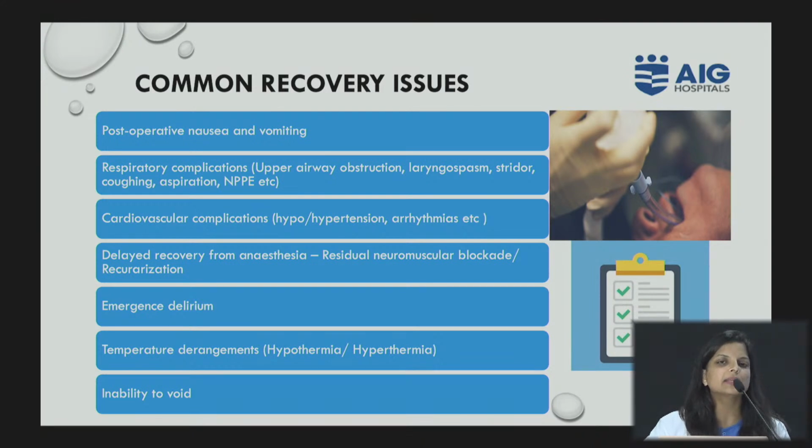Delayed recovery from anesthesia is usually seen in sick patients who are posted for emergency surgeries, who have electrolyte imbalance or acid-base imbalances already preoperatively. Emergence delirium is common in elderly patients. Temperature derangements like hypothermia are usually seen after long or major surgeries. And inability to void, the contributing factor here can be the opioids that are usually used during neuraxial anesthesia for perianal or gluteal surgeries.